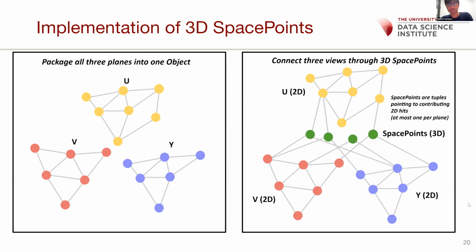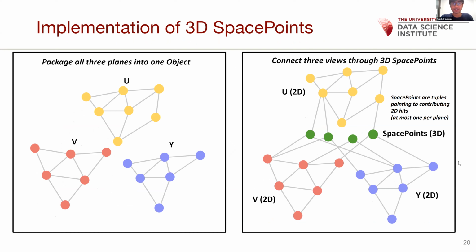So how do we implement this within the model itself? First, we package all 3 planes into one object. So instead of just inputting graphs, we now input a full interaction to the GNN. And additionally, now we have the power of using 3D space points to connect our 2D representations.